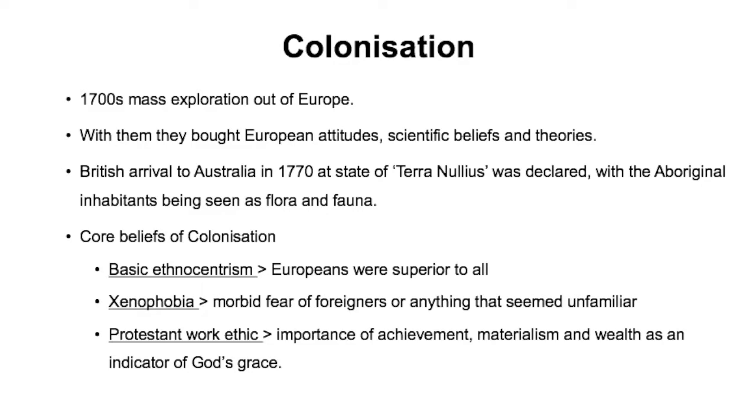Terra Nullius is a perfect example of how in 1770 the British arrived in Australia and a state of Terra Nullius was declared. Terra Nullius basically translates to nobody's land, which meant that Aboriginal inhabitants were seen as flora and fauna.